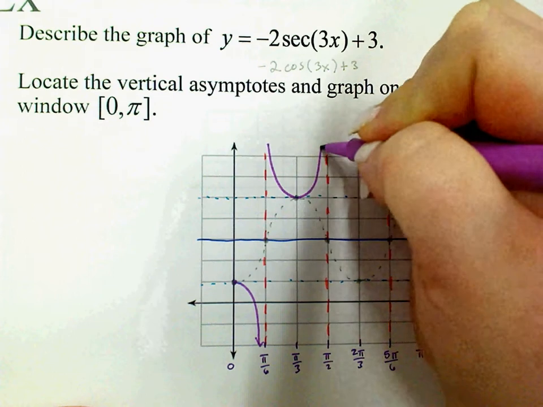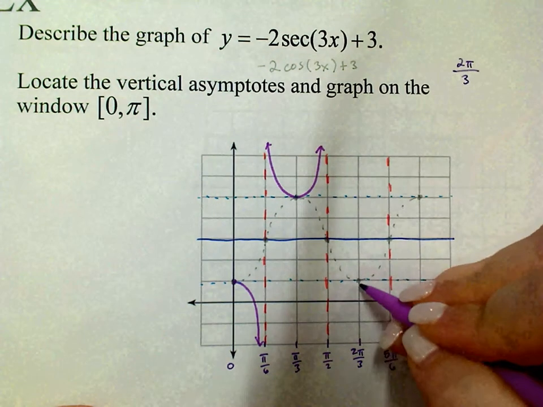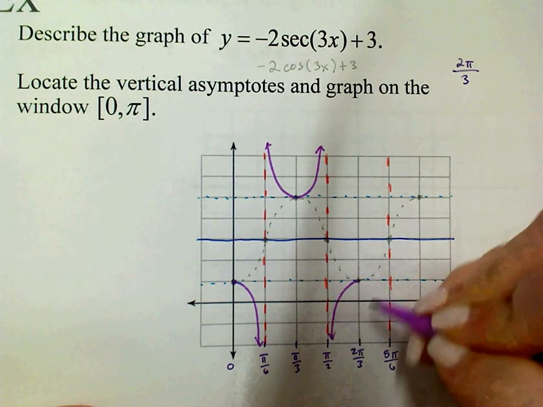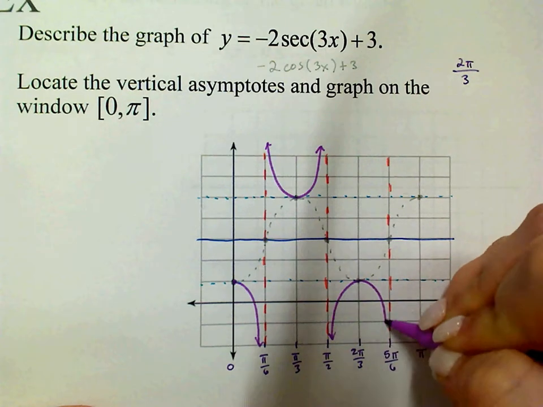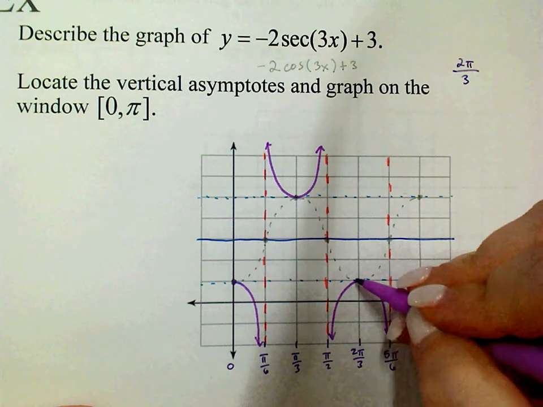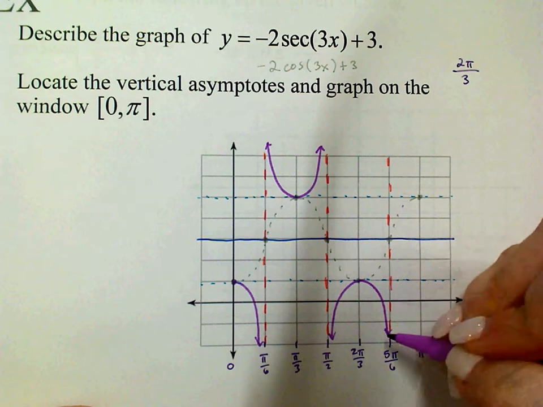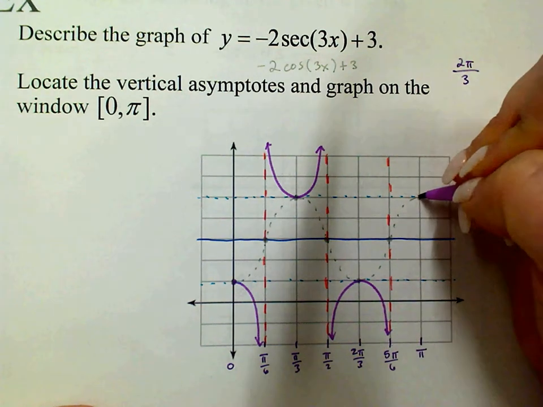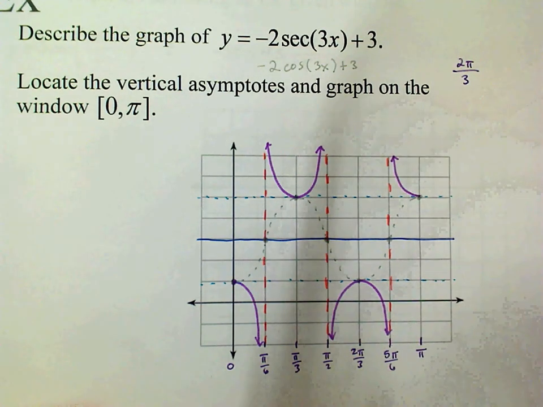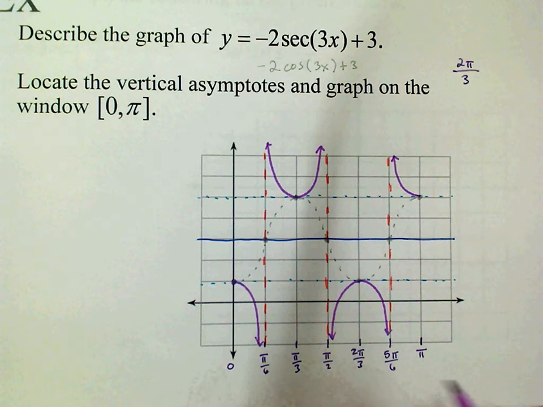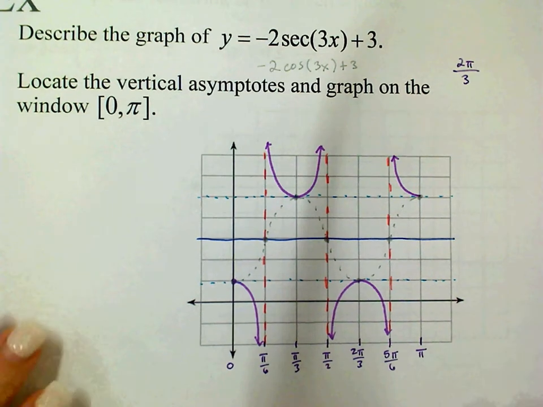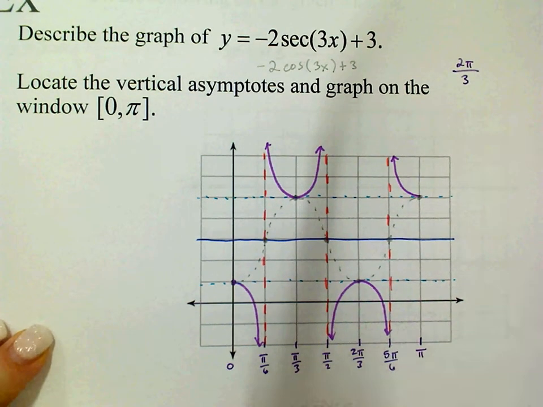Over here you would have this, and please make sure that you draw enough of the arc to go down to the vertical asymptotes, because I have some people that would just kind of do this, and that doesn't look like you're going to follow the vertical asymptote. And then on this side you would only see that. And there you go. That would be -2 secant 3x plus 3 on the window from 0 to pi. I find these more interesting to graph than some of the others.